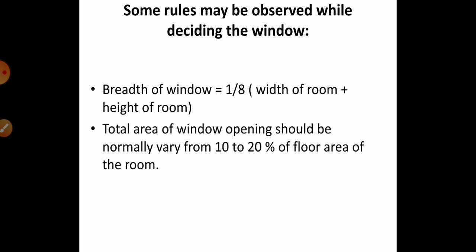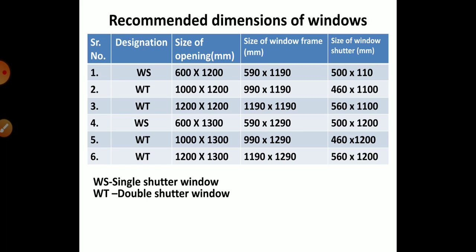There are some rules which are observed while deciding the windows. The first rule is the breadth or width of the window. It should be 1/8 of the width of the room plus the height of the room. The total area of the window opening should normally vary from 10 to 20% of the floor area of the room. These are some dimensions of the window. See, WS is a single shutter window and WT means double shutter windows. This is the size of the opening, this is the size of the window frame and the size of the window shutter.